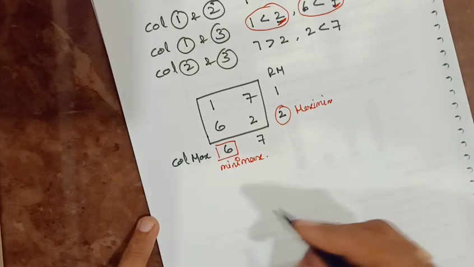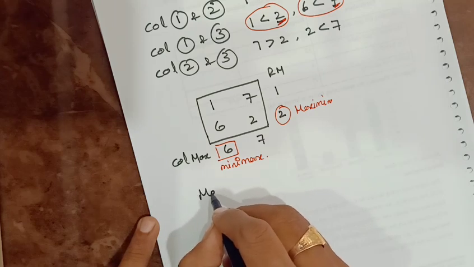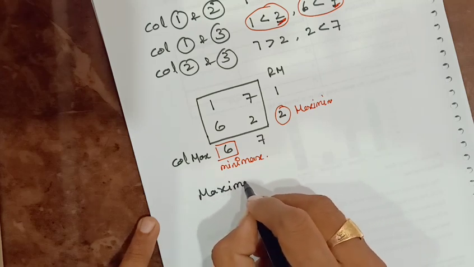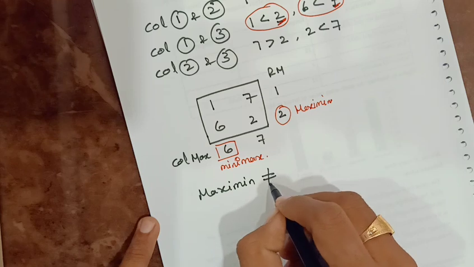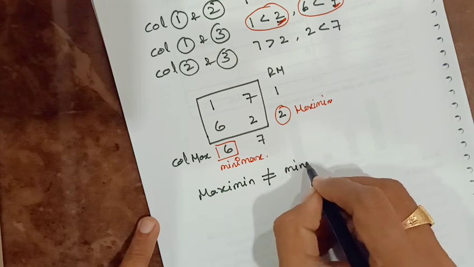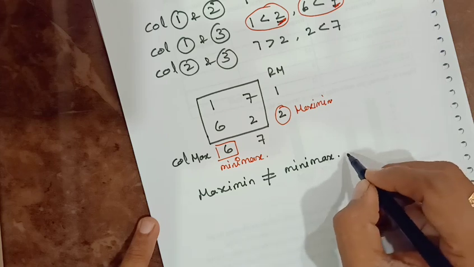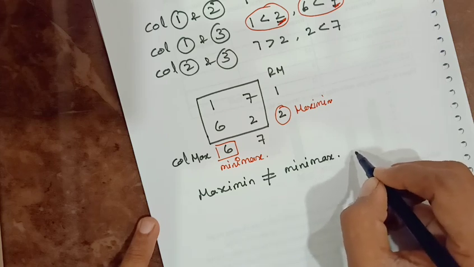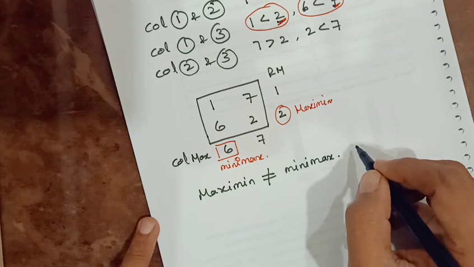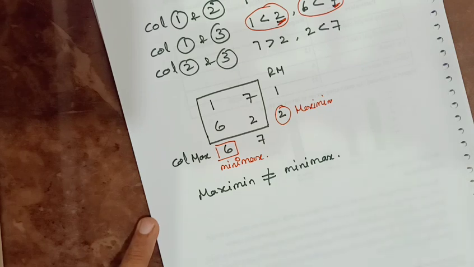So maximin is not equal to minimax. Hence there is no saddle point. So we can solve this problem. That means this game is not involved with the pure strategy. So we have to solve using the mixed strategy, and the matrix is a 2 by 2.